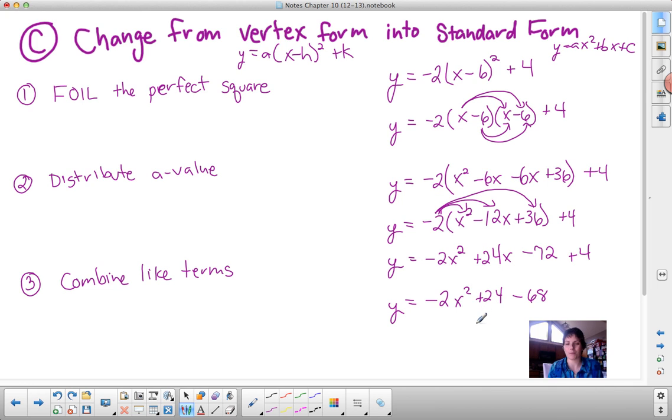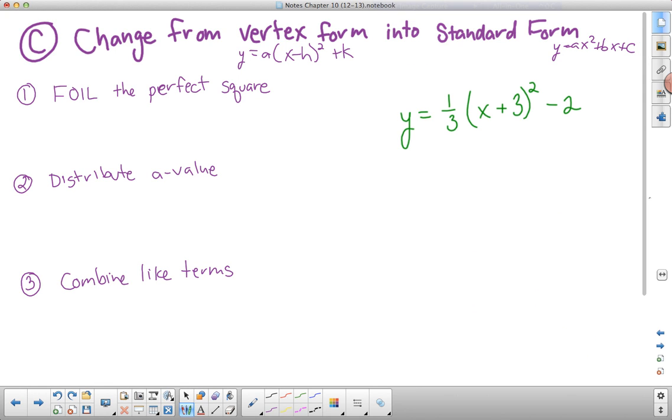I'll have an example problem for you to try, and then you'll be done with section 10.5 all together. All right, so your practice problem is y equals 1/3 times the quantity x plus 3 squared minus 2. Give it a try.